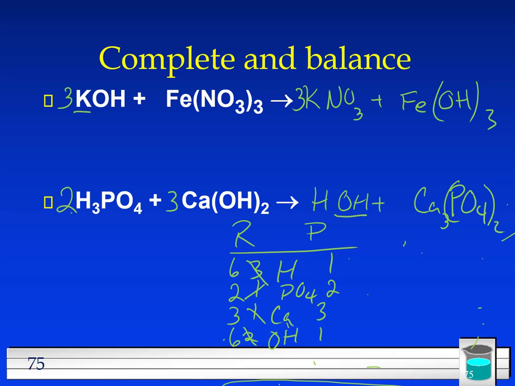Now I'm down to the point where I have to fix O or H, and I have to fix them on the product side. And it makes sense to fix H, because H only shows up once. So I need 6 H's, so I'll put a 6 in front of there. That gives me 6 H's. And surprise, surprise, it gives me 6 OH's. And I'm balanced. Isn't that a lot easier than trying to count all the oxygens on both sides? And all the hydrogens on both sides? So that's all there is to it.